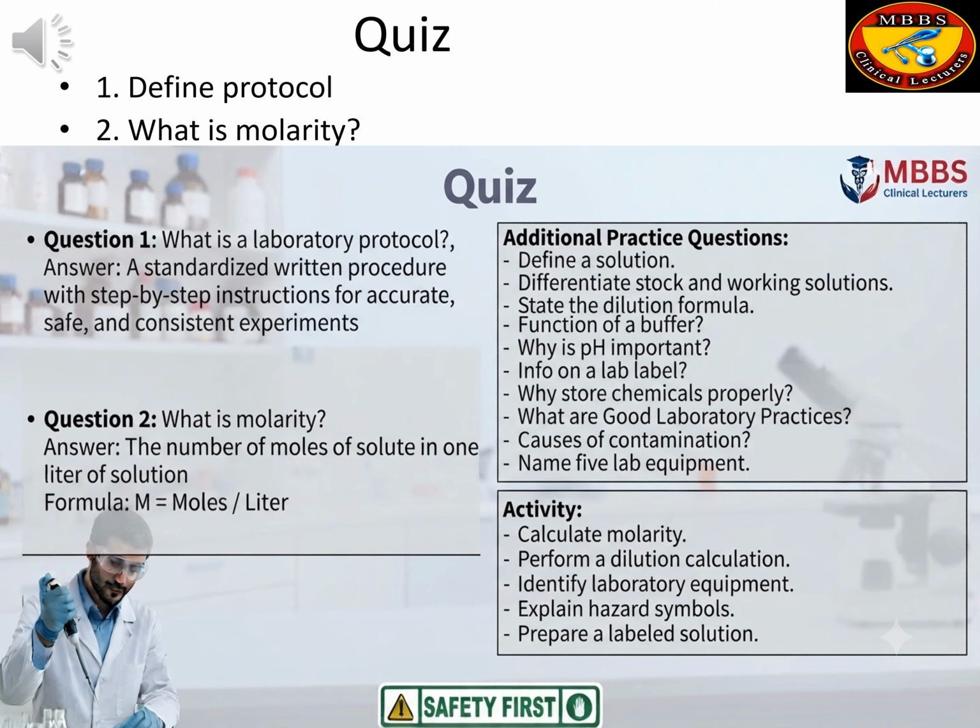Additional practice questions. 1. Define a solution. 2. Differentiate between stock and working solutions. 3. State the dilution formula. 4. What is the function of a buffer? 5. Why is pH important? 6. What information should appear on a laboratory label? 7. Why should chemicals be stored properly? 8. What are good laboratory practices? 9. What causes contamination? 10. Name 5 pieces of laboratory equipment.